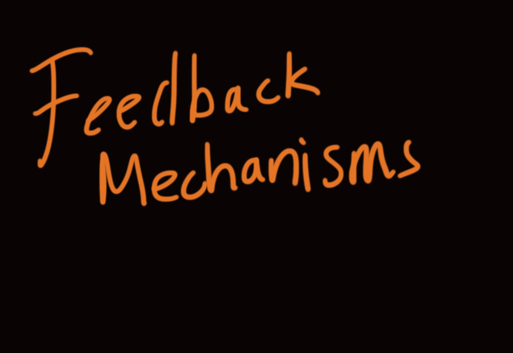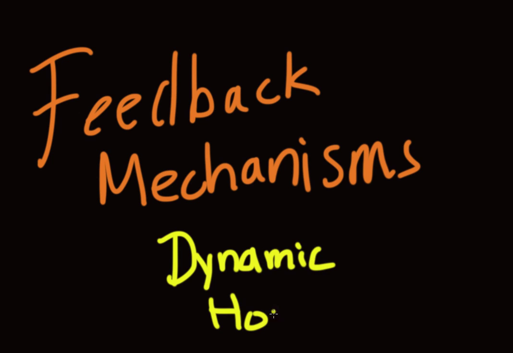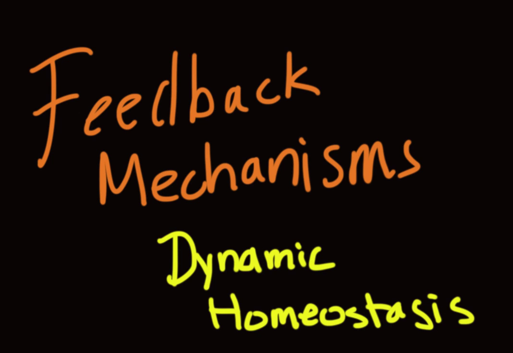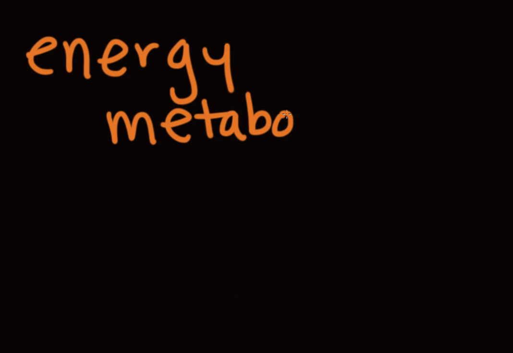So today we're going to talk about feedback mechanisms and how they're used within an organism to maintain dynamic homeostasis. Now, homeostasis refers to maintaining aspects of the organism's internal environment within parameters that allow the organism to maintain normal functioning. So those parameters can be things like body temperature, blood sugar, and so on. So in order to really understand this, we're going to need to look at an example. The example we're going to look at today is regulation of energy metabolism.